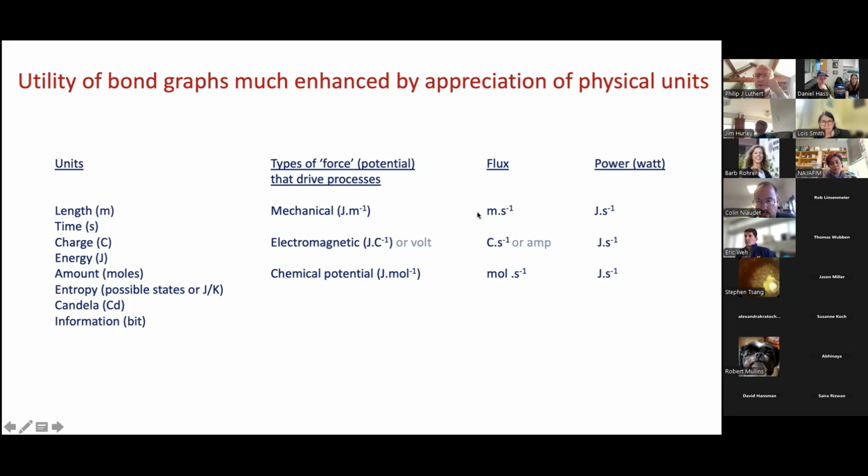And then there are parallel units for flux. And the issue is that if we multiply those units together, we get joules per second. So that's power. And when trying to get one's head around this, resorting to unpicking the units often really helps.